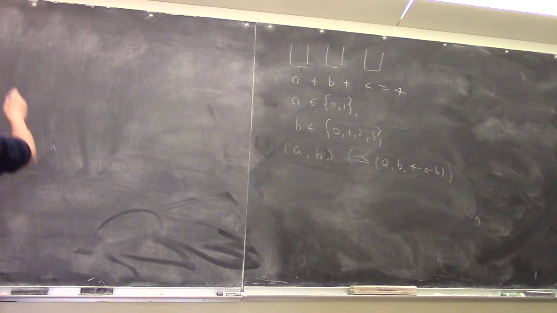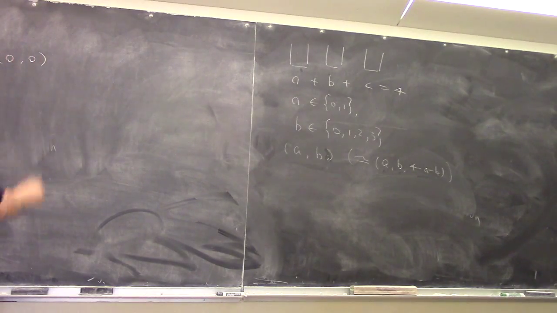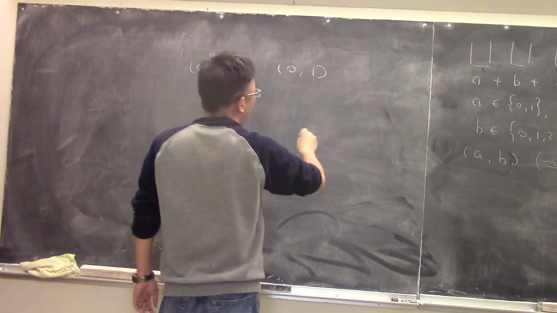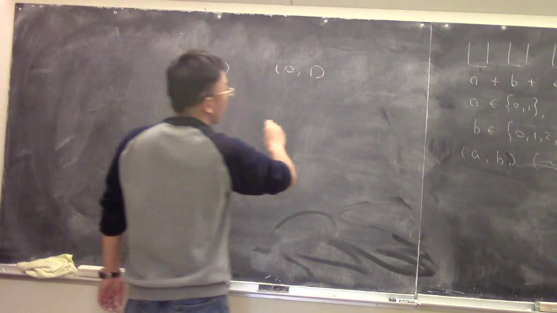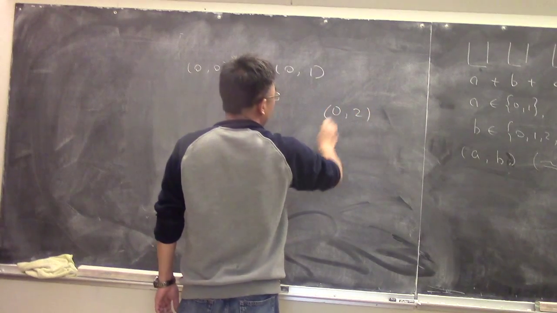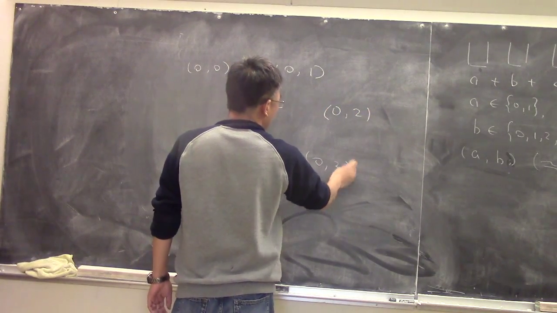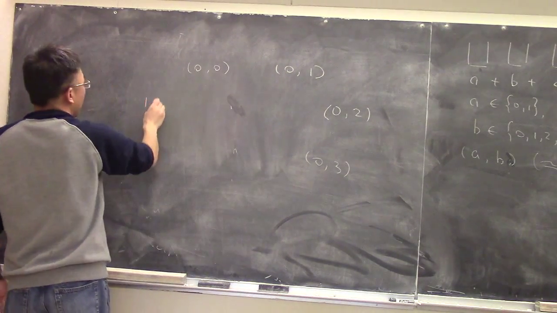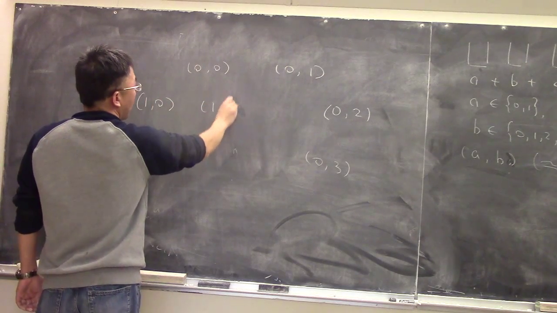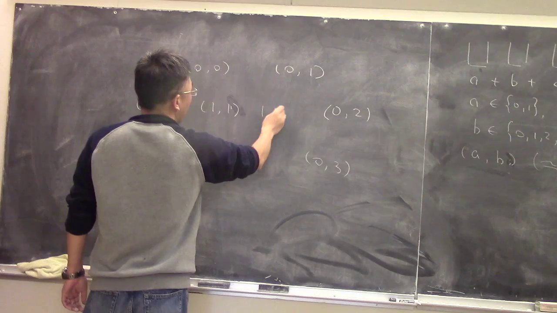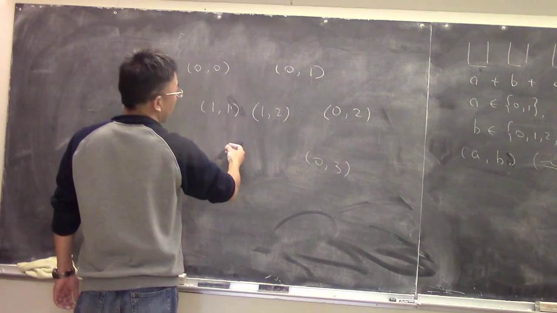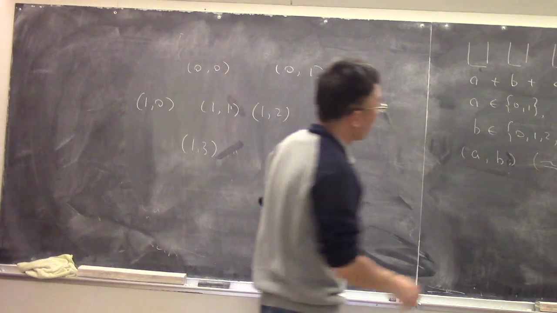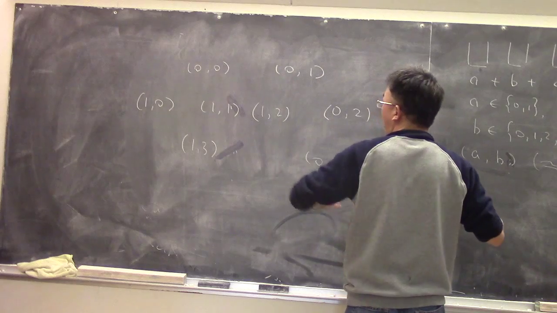So you can have 0, 0, right? So that's 0, 0. And then you can have 0, 1. And then you can have 0, 2. So you can have 0, 3. And then you can have 1, 0, 1, 1, 1, 2, 1, 3. You have all of the possible combinations, right? So you are supposed to have A of them.